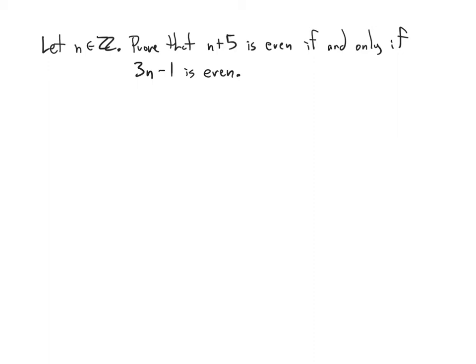Again, let's talk about the different directions. The first direction, we're going to prove that if n plus 5 is even, then 3n minus 1 is even. And the second direction, we're going to prove if 3n minus 1 is even, then n plus 5 is even. And remember, for each of these sub-proofs, maybe it makes sense to prove the contrapositive for one of them. So pause this, give this a go, see how it works for you.